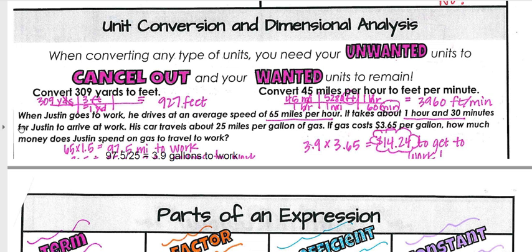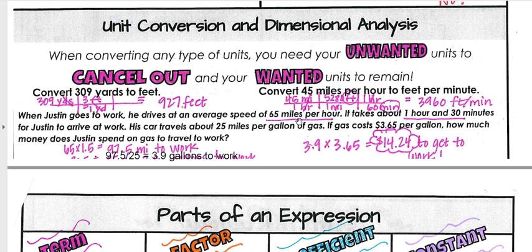Lastly, we have this example here. It's a word problem. When Justin goes to work, he drives at an average speed of 65 miles per hour. It takes about an hour and 30 minutes for Justin to arrive at work. Okay, so here's the average speed. We also know the time. His car travels about 25 miles per gallon of gas, so he gets 25 miles per gallon, and they tell us the cost of a gallon of gas. I want to know how much money he's going to spend on gas.